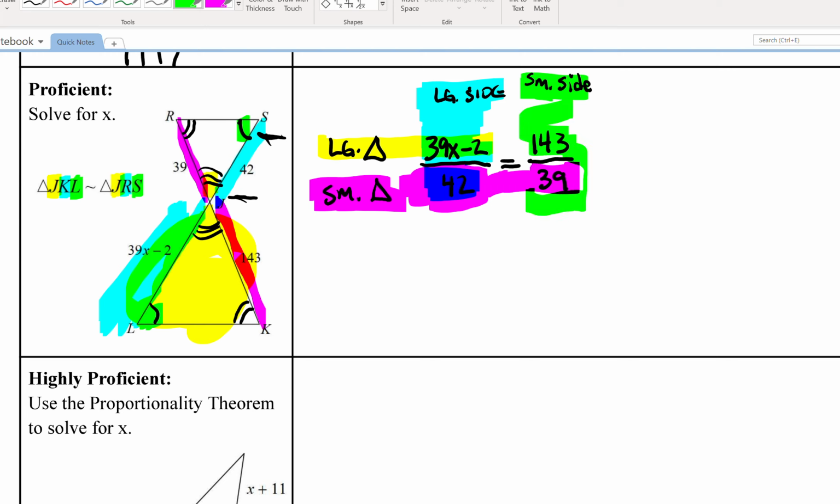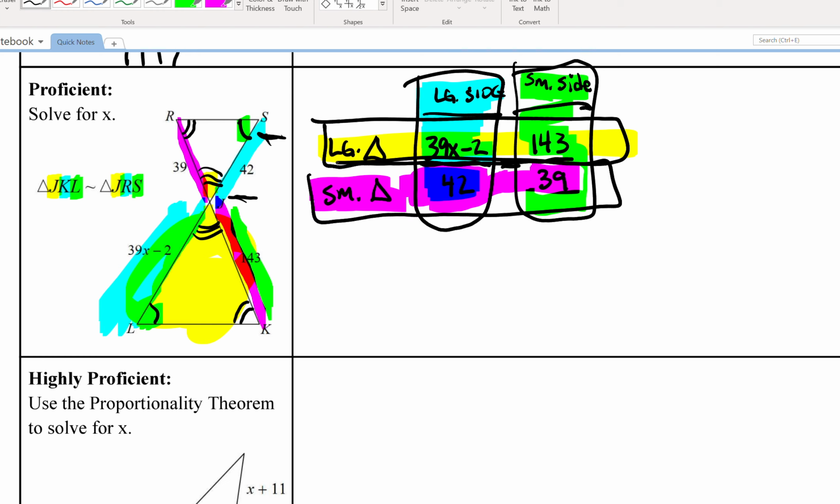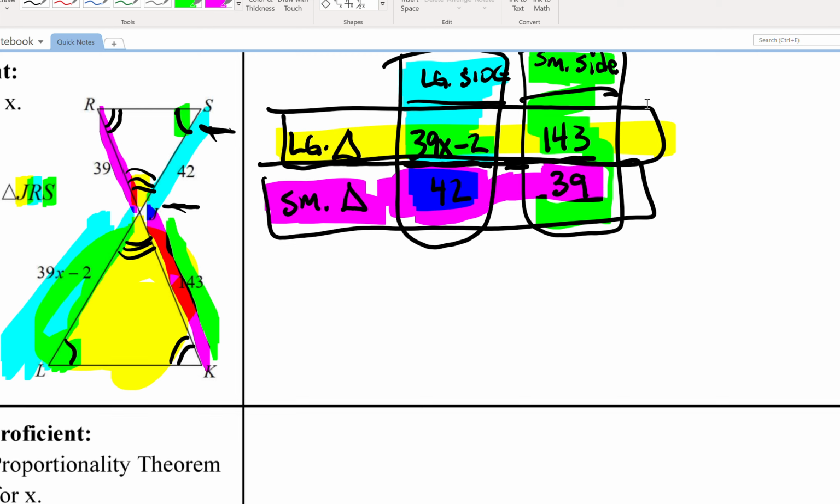And so 143 then is the smaller side, but of the larger triangle. So this goes all the way across. And you can kind of think of it that way. Larger side, smaller side, larger triangle, smaller triangle.